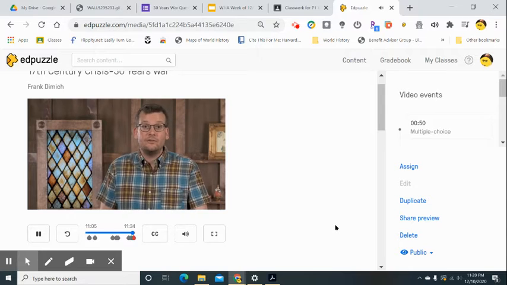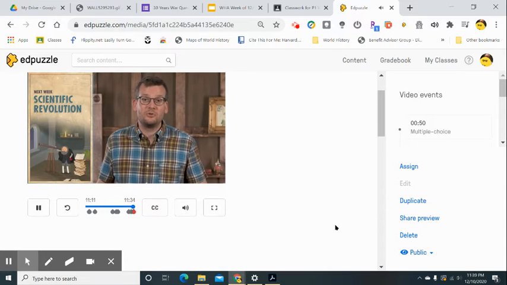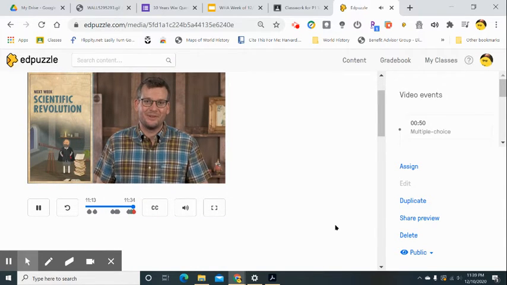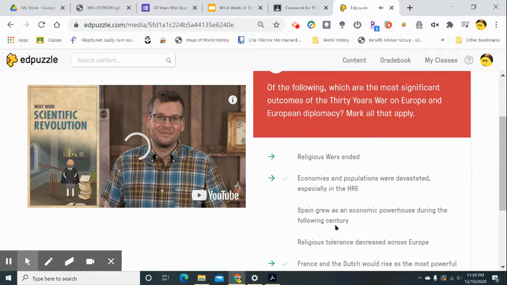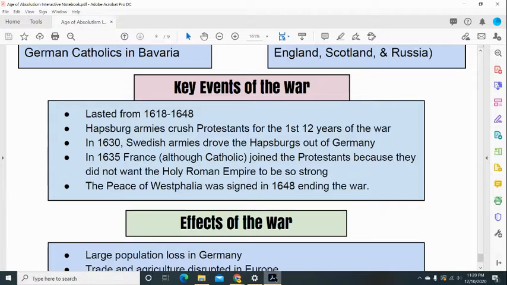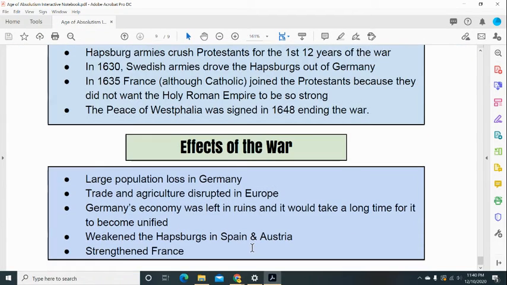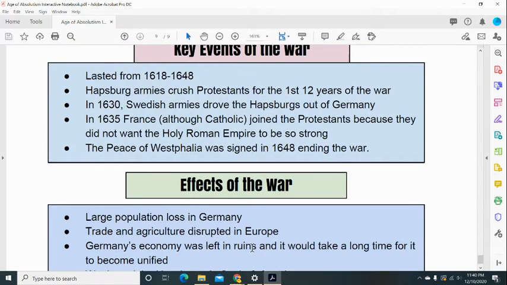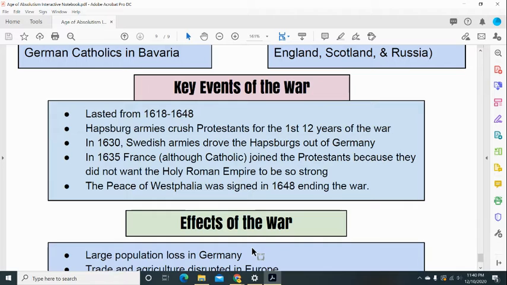And then we'll go through the following: which of the following are the most significant outcomes? Religious wars ended. The economies and populations were devastated, especially in the Holy Roman Empire, the former Holy Roman Empire. And the French and the Dutch rise as the most powerful nations. Those are the three consequences as a result. And again, I'll talk about this in these notes on Monday.